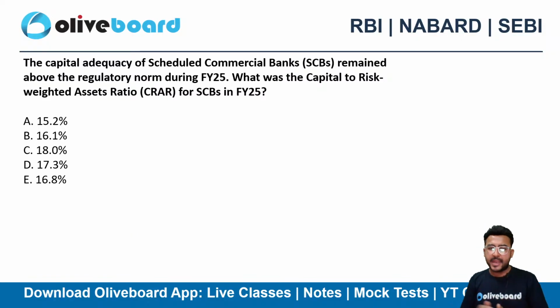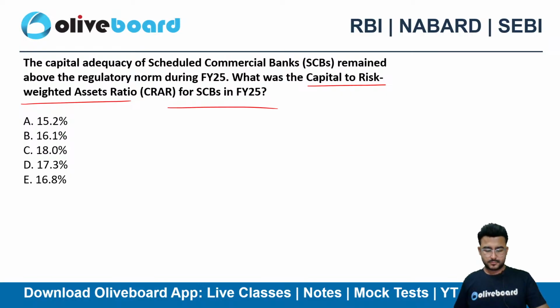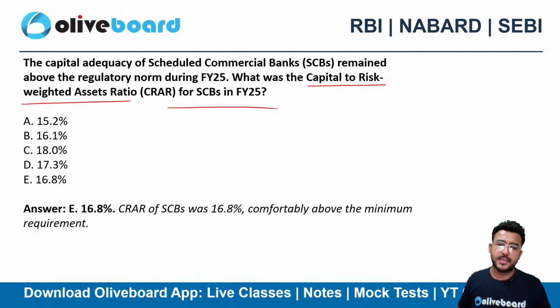Next is, the capital adequacy of the scheduled commercial banks remained above the regulatory norms during 2025. What was the capital to risk weighted asset ratio for SCBs in financial year 2025 as per the annual report of RBI? Correct choice here is option E, 16.8%. Okay, 16.8% is the correct choice here.